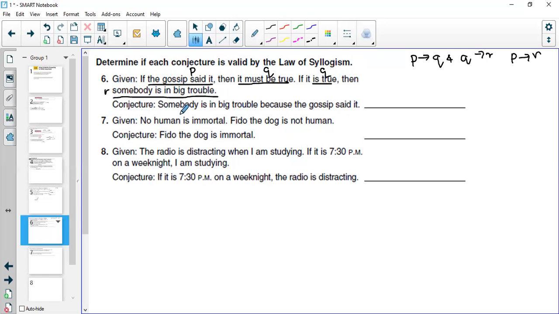So the conjecture is somebody is in big trouble because the gossip said it. So can we relate R to P? Yes, we can. So that means this is a valid conjecture from the law of syllogism. If you underline and then write P, Q, and all these things, then it becomes easy for us to relate one over the other. Okay, next one. No human is immortal. Immortal means not dying. So no human is immortal.